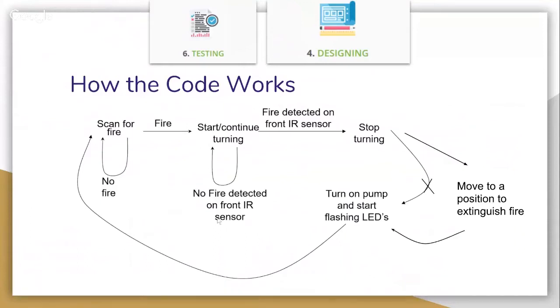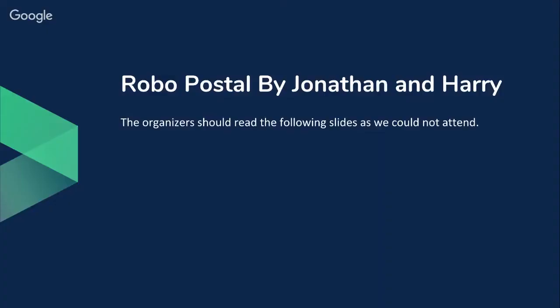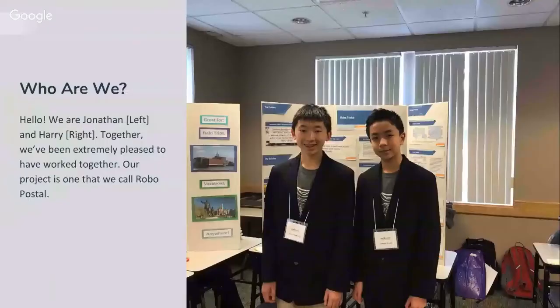All right, thank you, Boyan. So Boyan is a sixth grader at Diamond Middle School. So we have another presentation by Jonathan and Harry, who created their own invention called RoboPostal. And unfortunately, they were not able to make it today, but I am subbing in for them, and I'm just going to talk briefly about the project and how they built it.